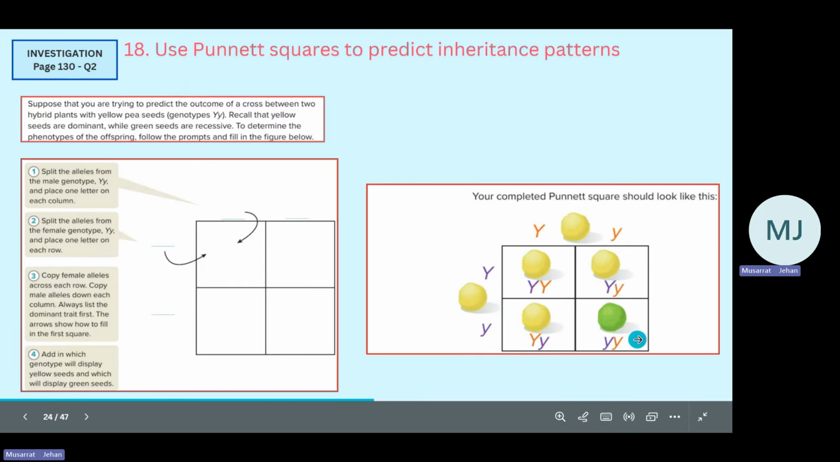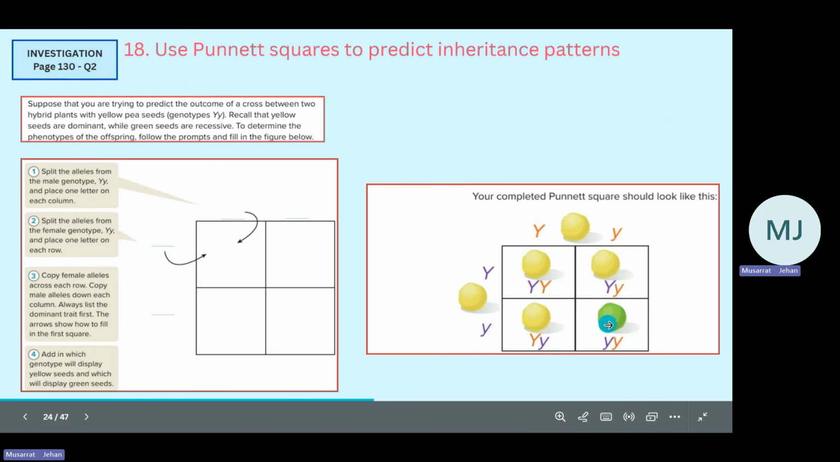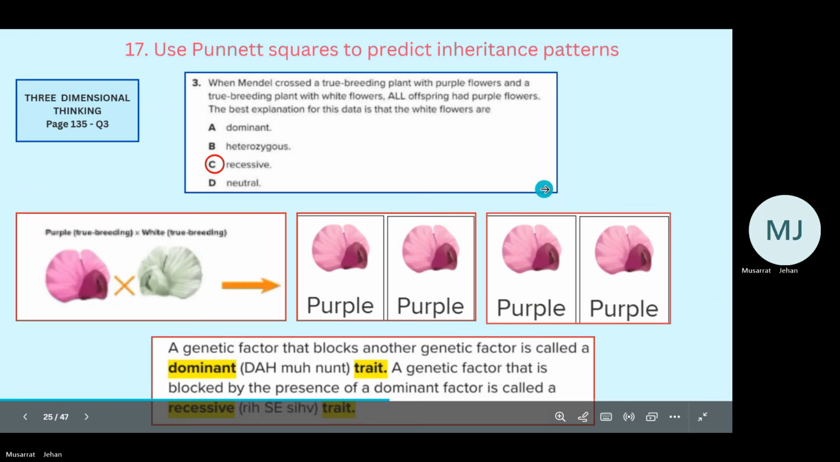Now, even if there is only one capital letter, I told you it will be dominant. So this will be yellow because it has both capital and small. But this one will be green because it has both recessive. So this is how it will look.